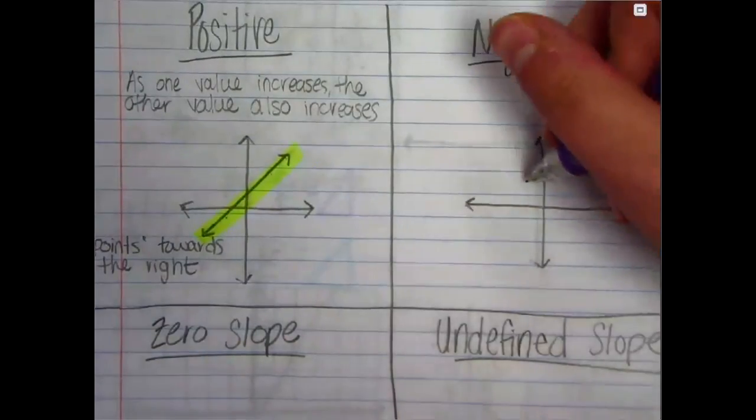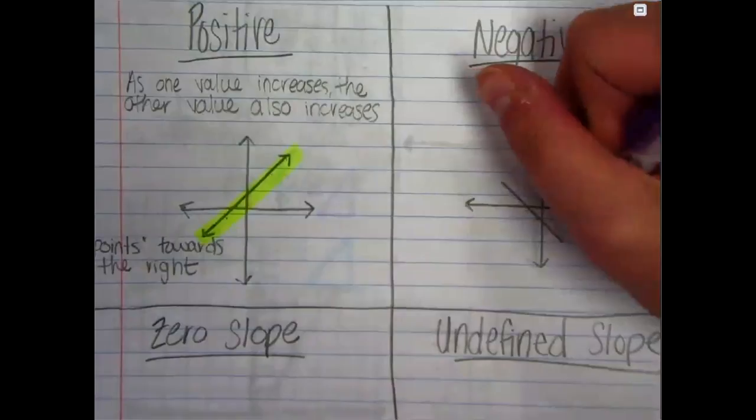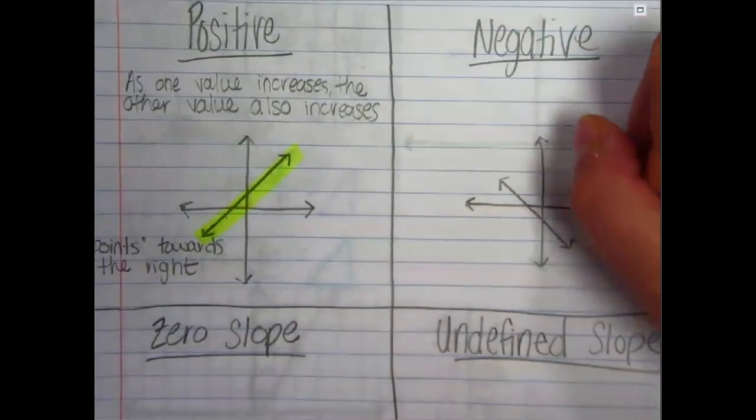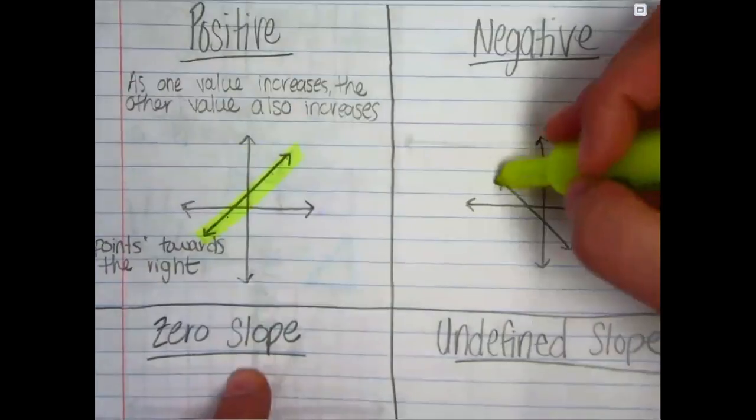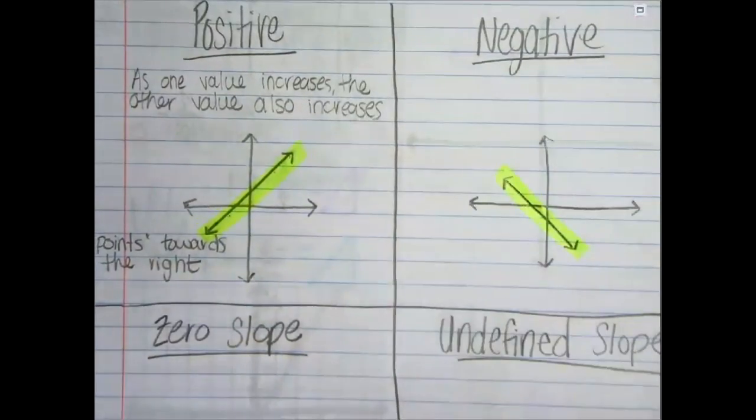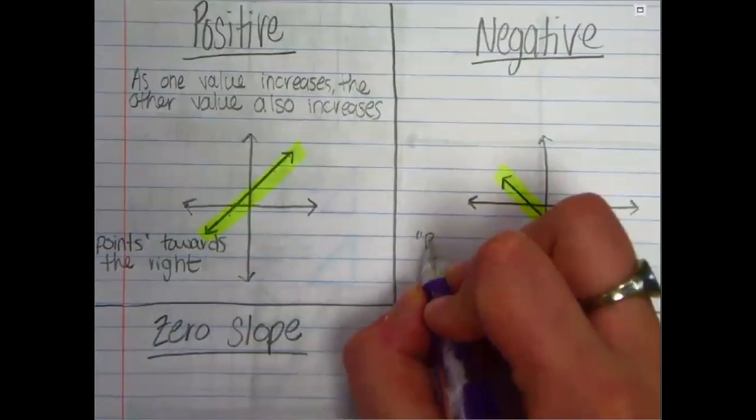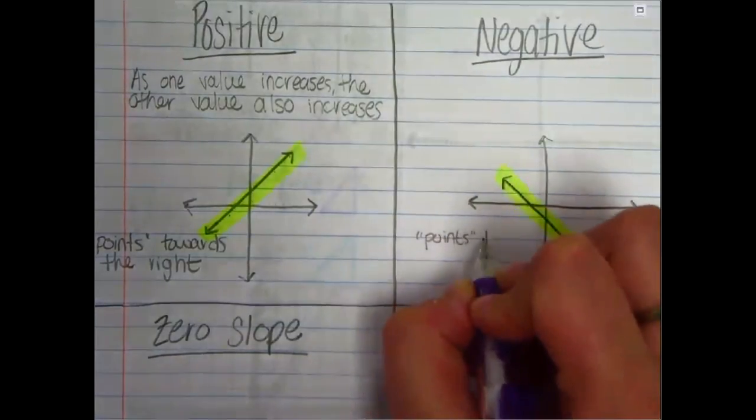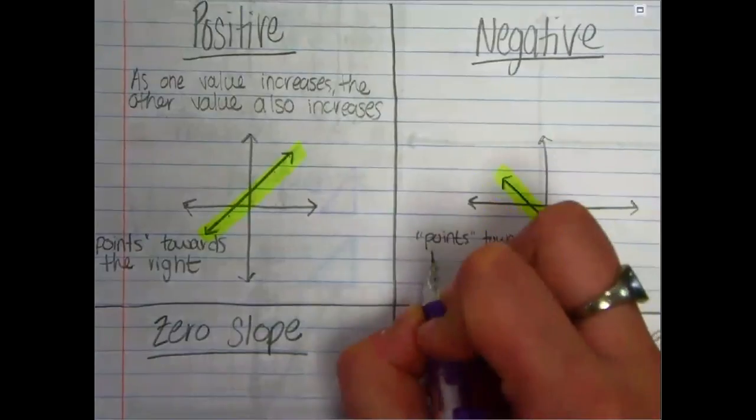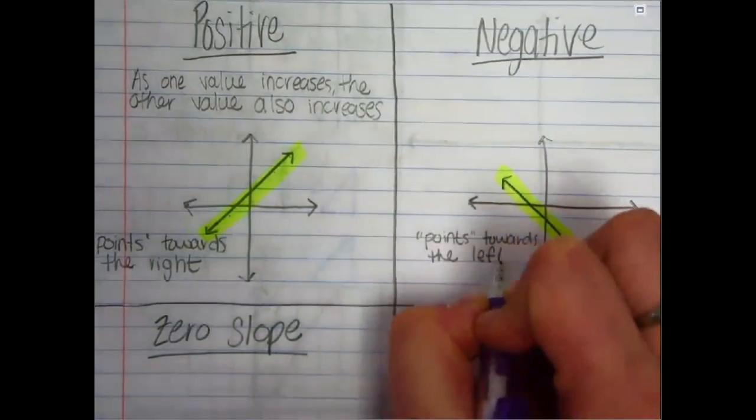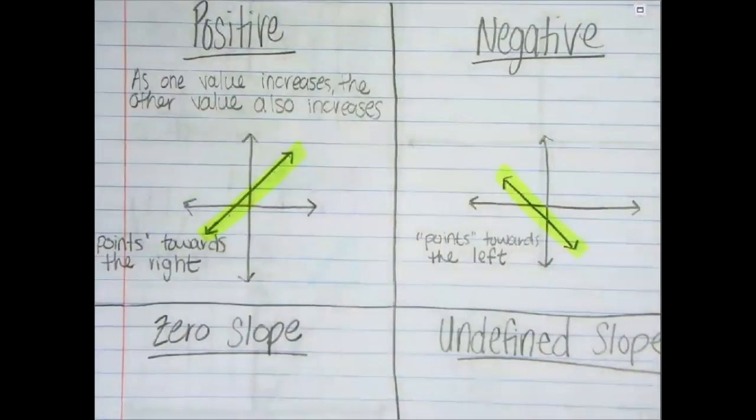We'll come back to the definition of that. It's going to point towards the left, quote unquote points. It doesn't really actually point that way, but positive, as one increases, the other also increases. It's going to point towards the right. Negative points towards the left.